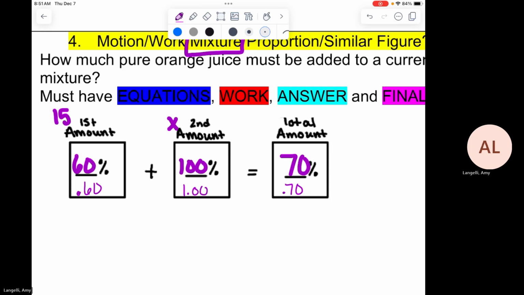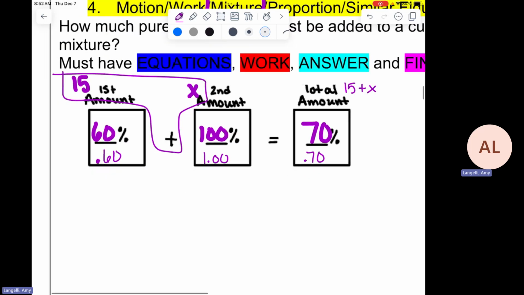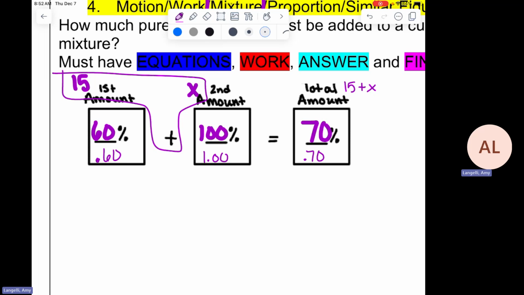What's that? 15 plus x. Very good. 15 plus x. All right, now I'm ready for the equation. I was way too excited about how good you did there. Okay, tell me what the equation would be, please.